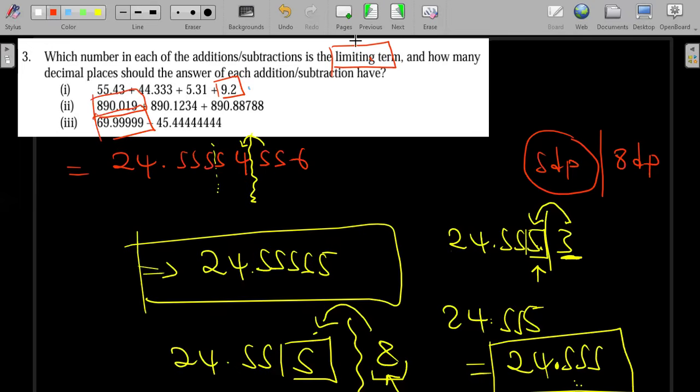Okay, so now let's go to question 4. The rule when you are dividing or multiplying is that the final answer should have the same number of significant figures as the number that had the least number of significant figures. When you are adding or subtracting, you follow the number of decimal places. But when you are multiplying or dividing, you follow the number of significant figures between the two numbers.